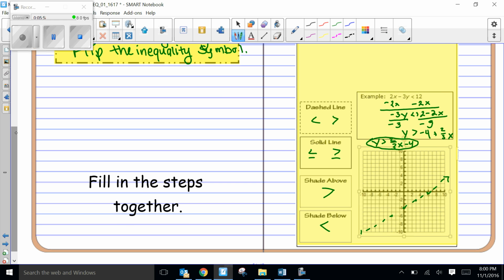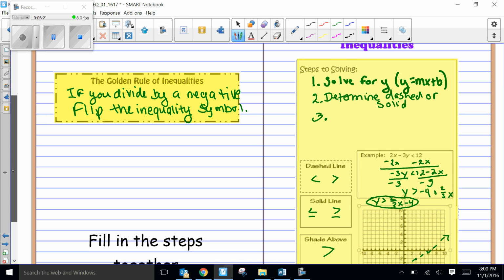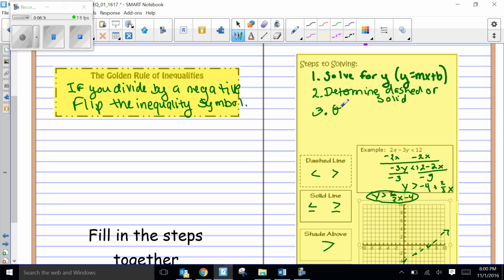Okay, so we've done our first step of solve for y. Our second step is to determine dashed or solid. And now we're going to go to step 3. So we've gone ahead and actually graphed. We determined dashed or solid. We graphed our line, so that's step 3. And now step 4.